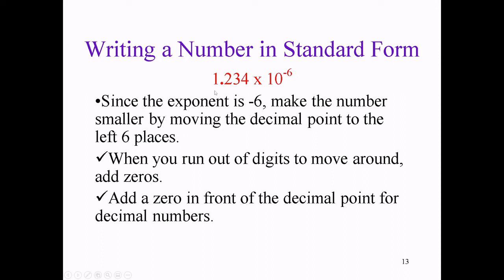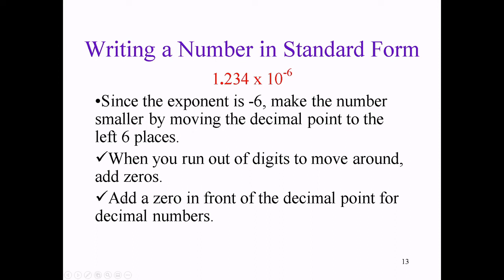So if we make one move here, we can do that. If we make another move, what do we do there? We're going to add a 0. The next move, we'll add another 0. And we'll add as many as we need to in order to be able to move this over 6 places.